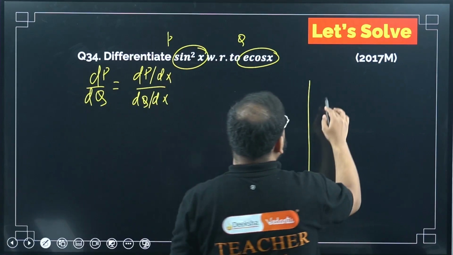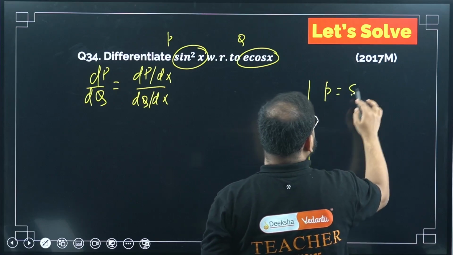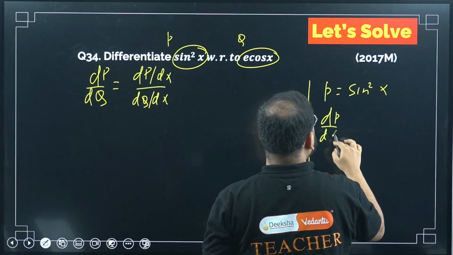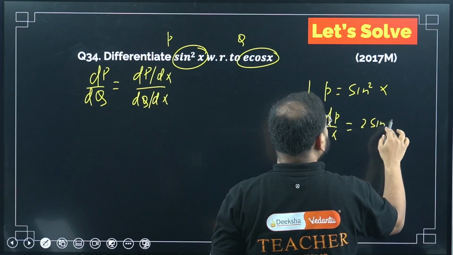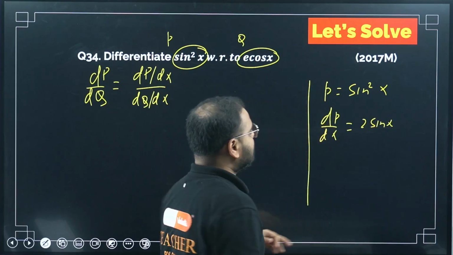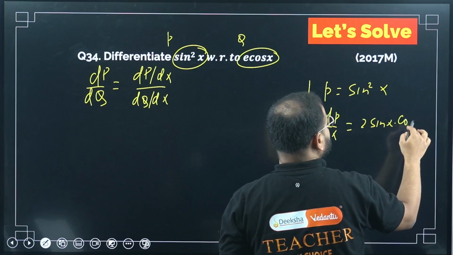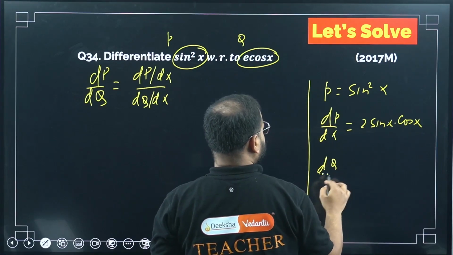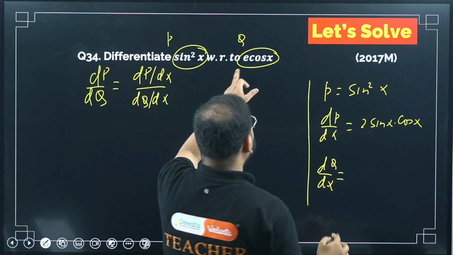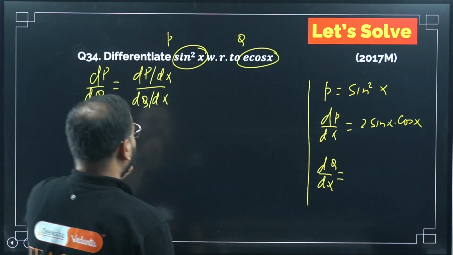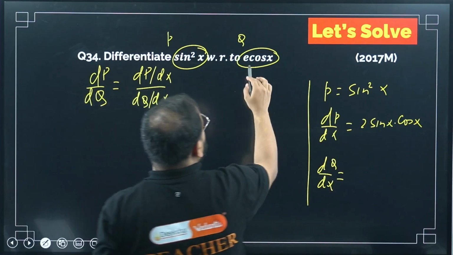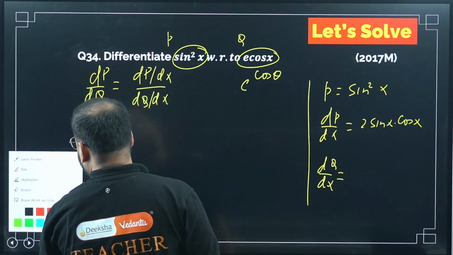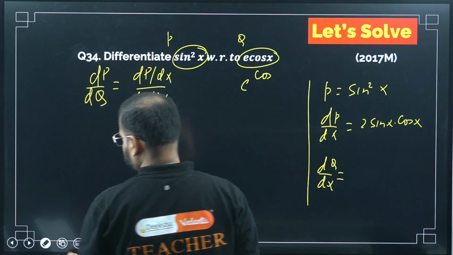So do the first one first. P is sin square x. So dp by dx will be what, bacha? 2 sin x cos x. Same way, for this what I'll have? dq by dx. I'll have e power cos x, it should be, right? E power cos x, not e cos x. Forgive me. It should be e power cos x.